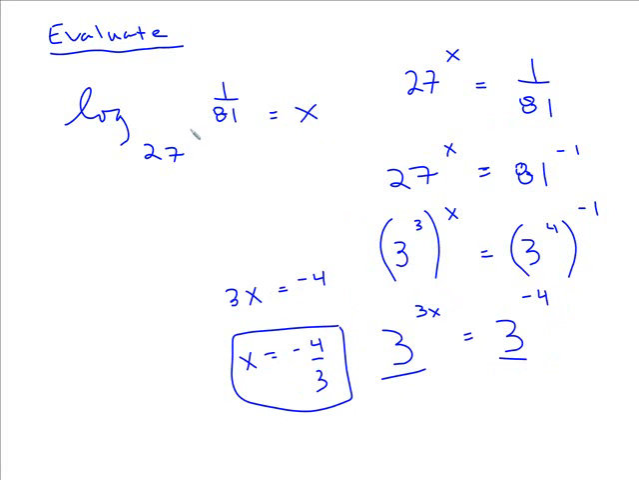Okay? So the one additional step here is this. What's different in this problem is this right here. If this happens to be a fraction, rewrite it so that it's not a fraction. All right. So 81 to the negative 1 is the same value, just written so that it's not a fraction. Okay.